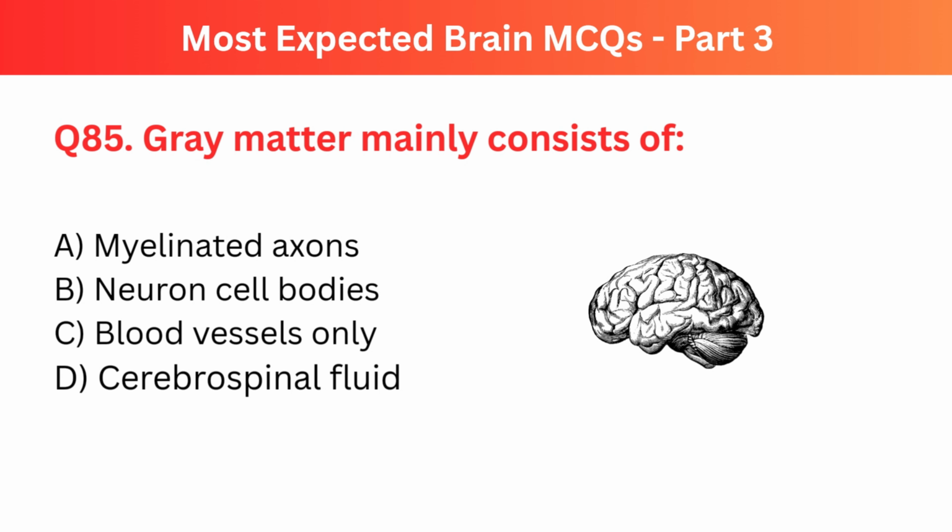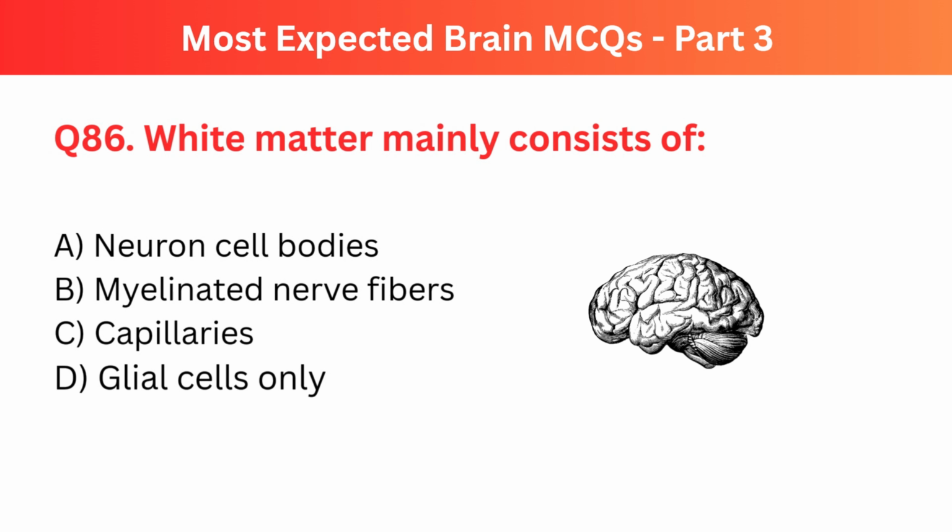Question number 85. Gray matter mainly consists of. The right option is B. Neuron cell bodies. Question number 86. White matter mainly consists of. The right option is B. Myelinated nerve fibers.